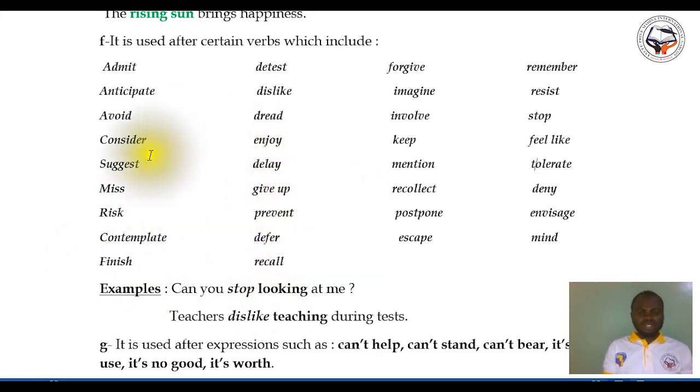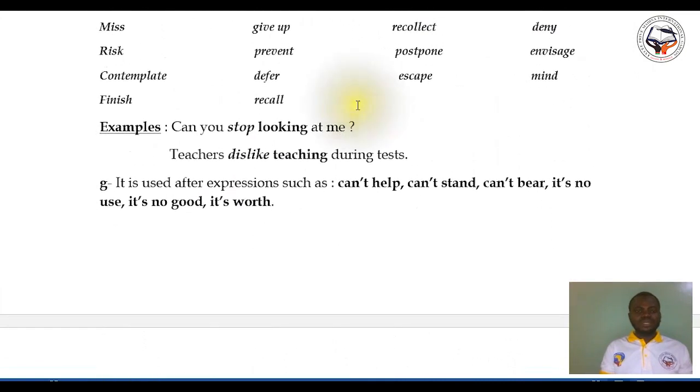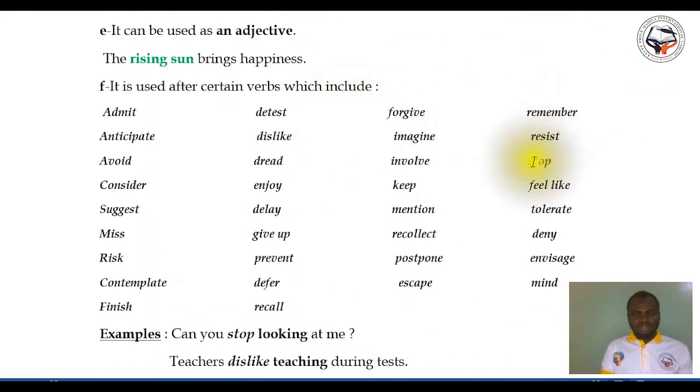So all these verbs, normally if you use them in a sentence, the verb that must follow this verb must be in the gerund. Okay, so let's see a few examples. Can you stop looking at me? I wish you have seen stop in the example. Okay, here is stop. So after stop, the verb following must be in the gerund.